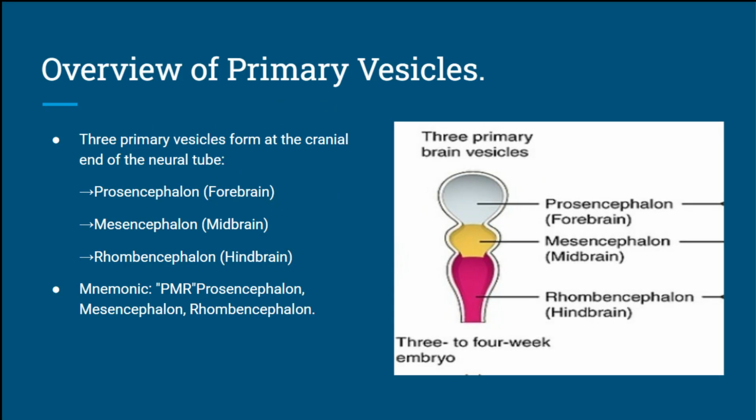The neural tube kicks things off by forming 3 primary vesicles at the cranial end: the prosencephalon, mesencephalon, and rhombencephalon. Think of these as the building blocks of the brain. To remember them, I've got a mnemonic: PMR, prosencephalon, mesencephalon, rhombencephalon. These vesicles are going to split and transform into the major brain regions, and Step 1 will often ask you to trace a structure back to its vesicle's origin. Let's see what each one becomes.